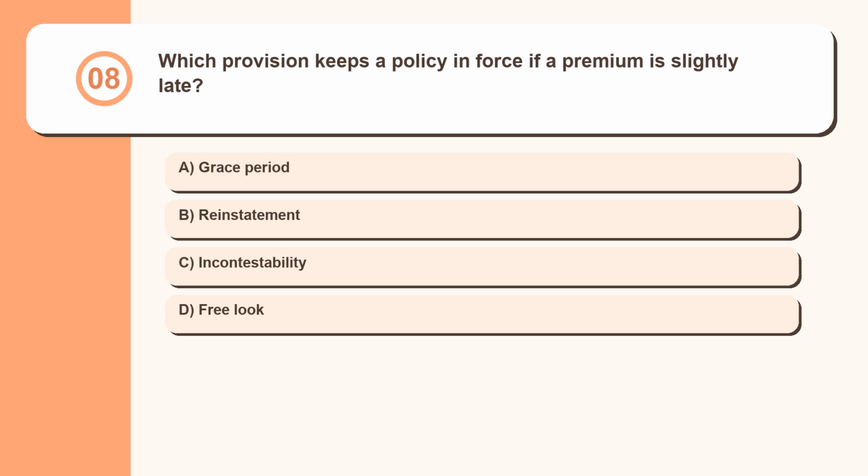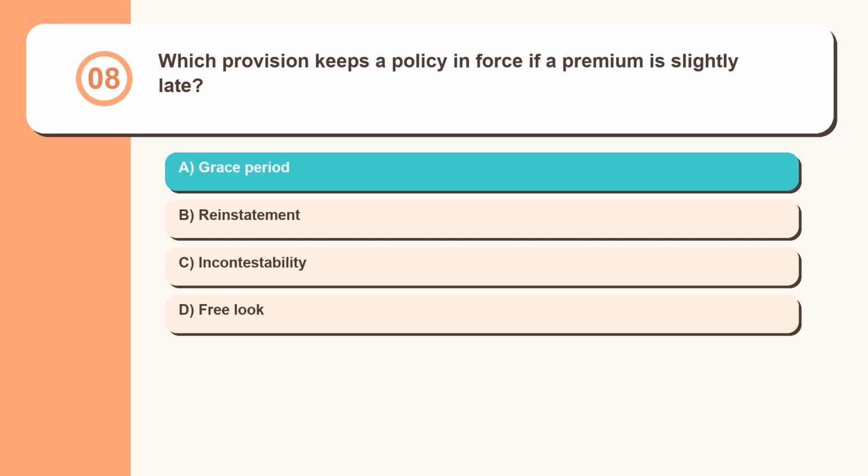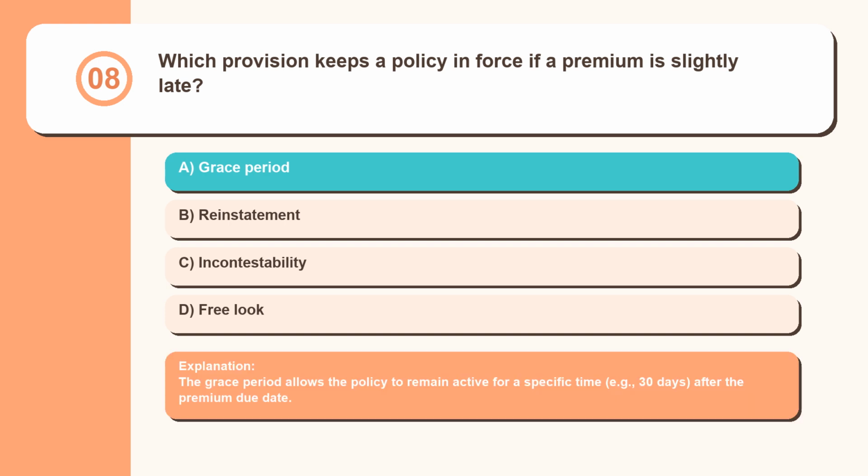Question 8. Which provision keeps a policy in force if a premium is slightly late? Grace period, reinstatement, incontestability, free look. The grace period allows the policy to remain active for a specific time, for example 30 days, after the premium due date.